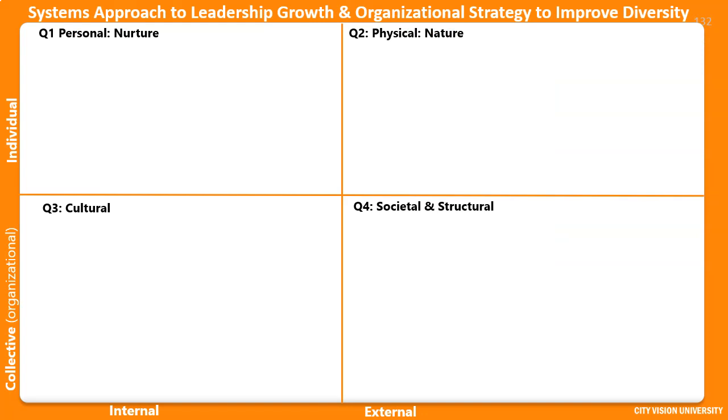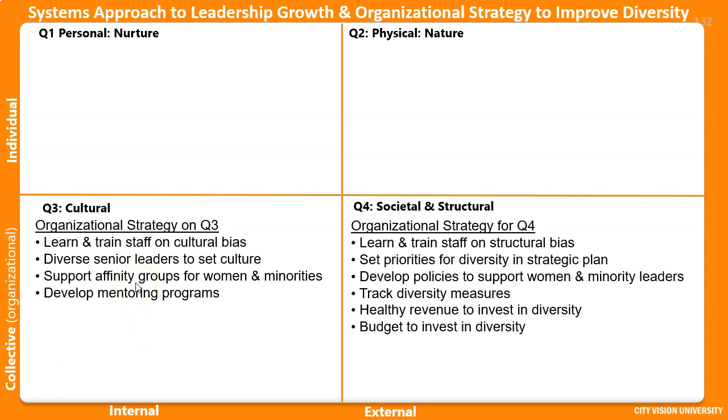We talked about the systems approach to leadership growth and strategy. You're talking in the bottom quadrant this time. Some of the strategies that are often used in this domain, you don't need to use these exact ones. You will have come up with these in your own assignment for last week. But for quadrant 3, providing training to staff on cultural biases and some of these other factors, training on culture. Support senior leaders to set culture.